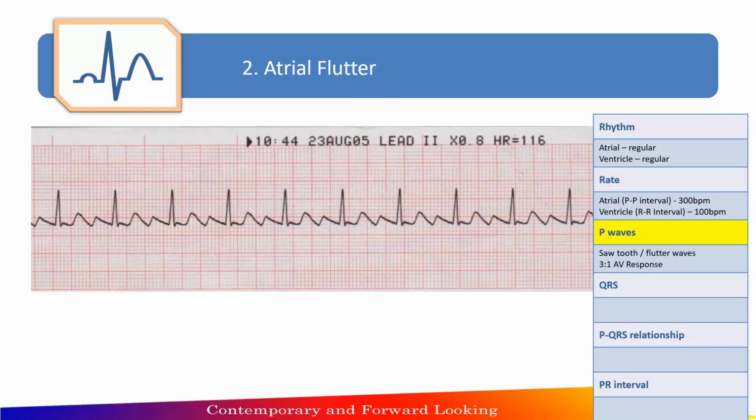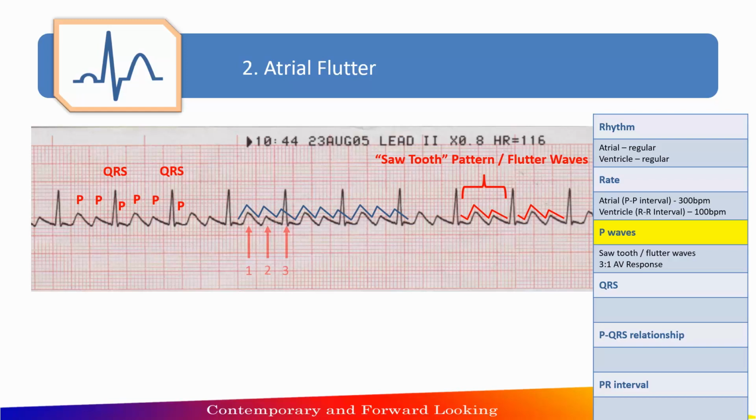Next, let's look at the P waves. What we can see are multiple P waves preceding each QRS wave, making what is known as a sawtooth pattern. Specifically, we can see 3 P waves preceding each QRS wave. This tells us that the atriums are contracting 3 times for every 1 ventricular contraction. This means that there is a 3-in-1 AV block.